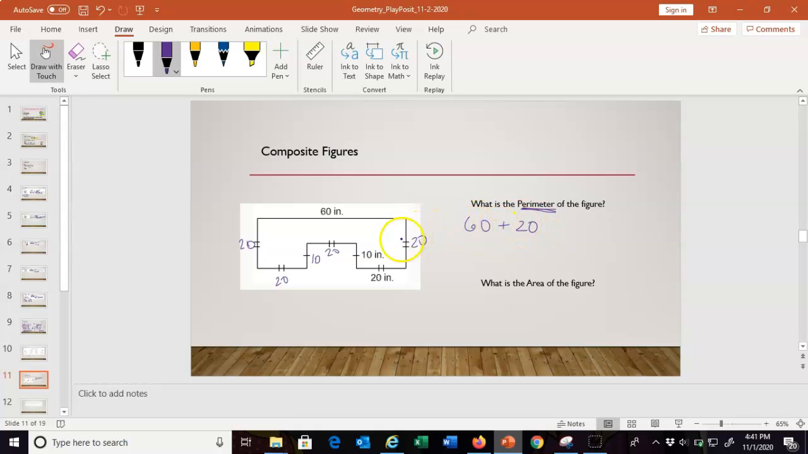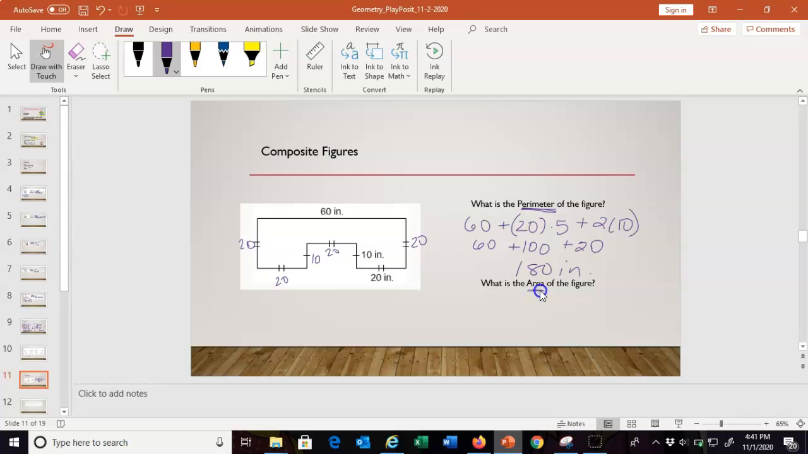There's 5 20s. I'm going to multiply that by 5. And 2 10s, right? Let's make sure I got that right. 1, 2, 3, 4, 5, and 2 10s. Yep, so we're going to have 100 plus 20. 120, right? Actually, 60 plus 100 plus 20, that's 180 inches as the perimeter. Maybe this is your yard and you're trying to figure out how many feet of fencing to purchase to fence in your yard. So there's definitely real world application here.